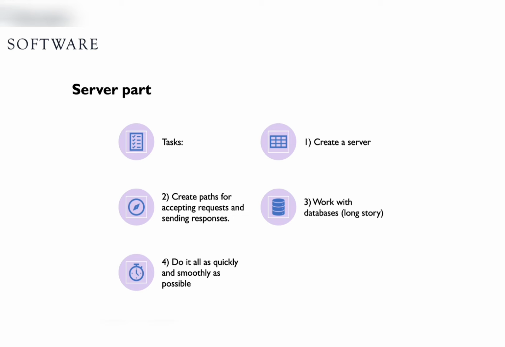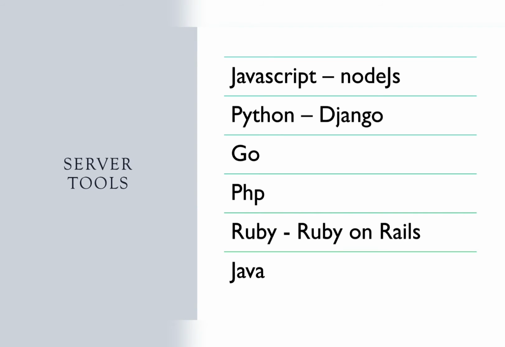The server part is responsible for writing the code for the smooth work of the server. First of all, the task is to create a server, and also distribute the paths for accepting requests and sending responses. Also, the server side is the link between the client and the database, which we will discuss later. And in the end, it's very important that all these tasks are carried out quickly and efficiently. And all of this can be achieved by programmers through programming languages.